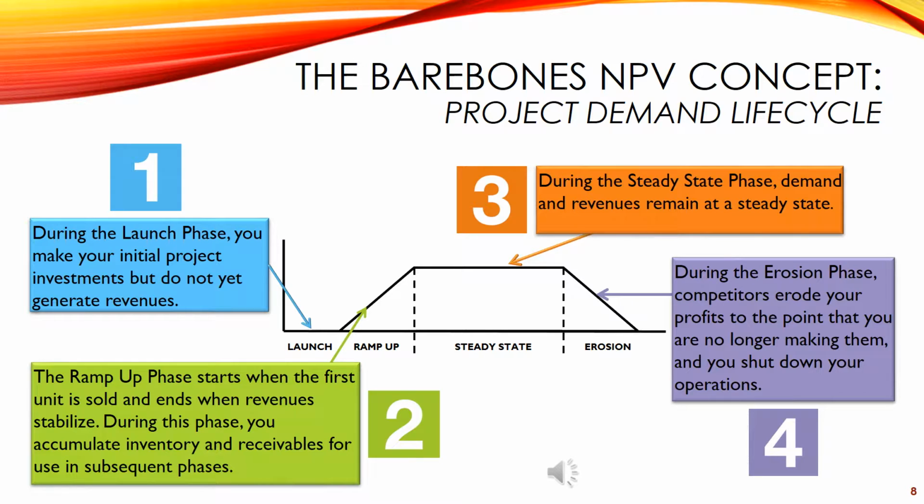During phase 3, which we've highlighted in dark orange and called the steady state phase, this is where demand and revenues are predicted to remain in a steady state. And lastly, in phase 4, color-coded or highlighted in lavender, in what we call the erosion phase that we mentioned earlier, it is a period when competitors are eroding your profits to the point that you are no longer making them and you have to shut down your operations. So when you kind of back away from it and look at this graphic, it's a little bit easier to understand the overall concept of bare bones NPV.